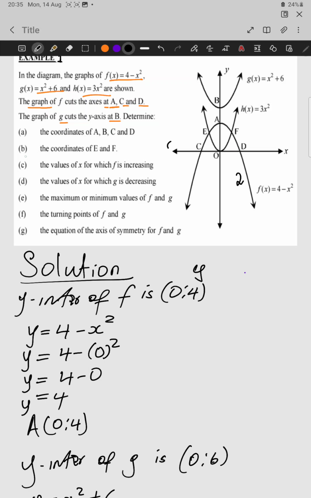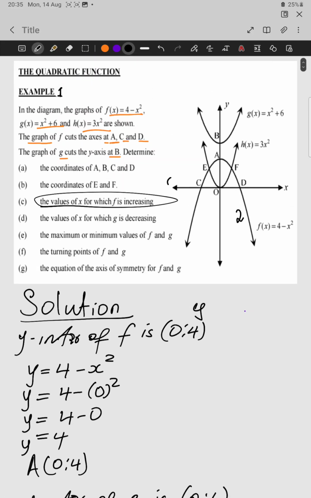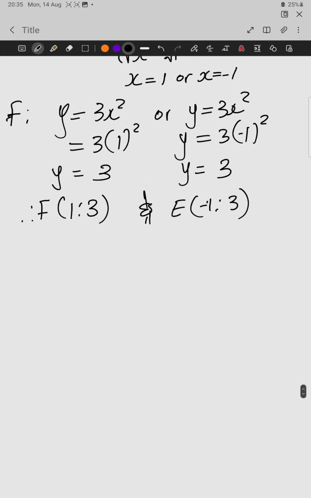So we can move on to number c: the values of x for which f(x) is increasing. What we're going to do is, this question here is very easy. Let me just show you this first.